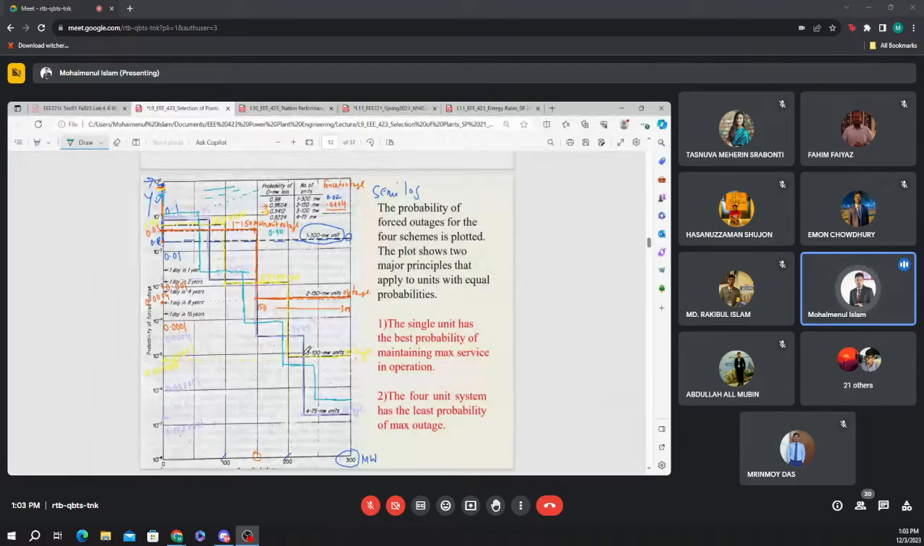So you find from this graph that if you use one single unit, that should be the highest value of being in operation, this one at the top, the red one. So that should be the highest. But if you look at four or more generating plants, you will see that the 4 units should have the least capacity probability of forced outage, right? So these are the two findings from this graph, as we can find from the values.